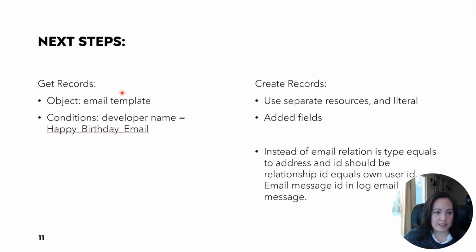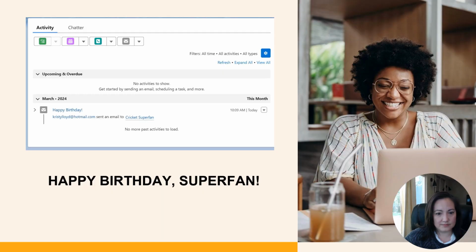The next step was to get records with the conditions that the object is email template, and the conditions developer name. That was important to put in the exact developer name, happy birthday email. We ran the flow. We can see here the email is sent correctly, and it's recorded under the activity tab for the contact, happy birthday superfan.